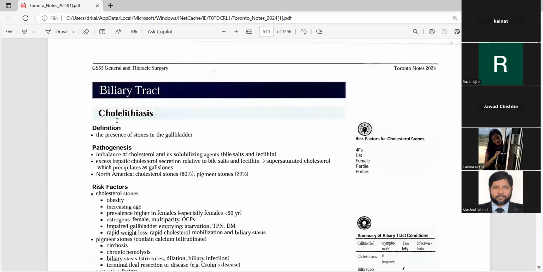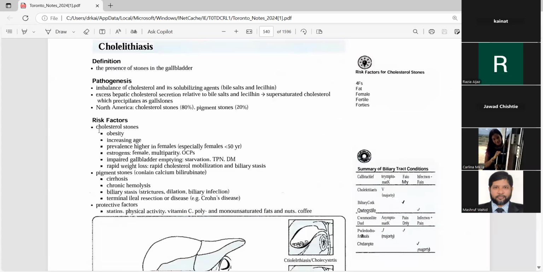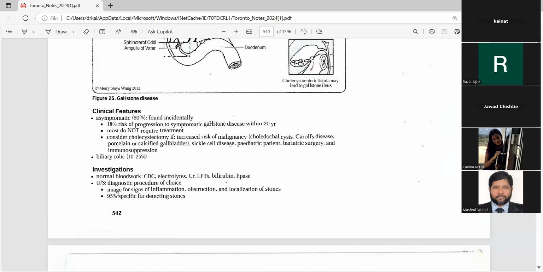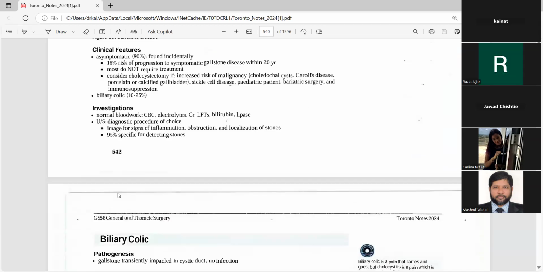Yeah, here is the one. Cholelithiasis, you can read the risk factors: obesity, age, female. Because it's a case of family medicine, that's why we are doing it. Estrogen, impaired gallbladder motility, weight loss, cirrhosis, hemolysis, biliary stasis, and this one. Then the most important is the investigation. What is the investigation of choice? Ultrasound is the diagnostic procedure of choice. Okay. Then CBC, electrolytes, lipase, amylase, LFTs, whatever it is.